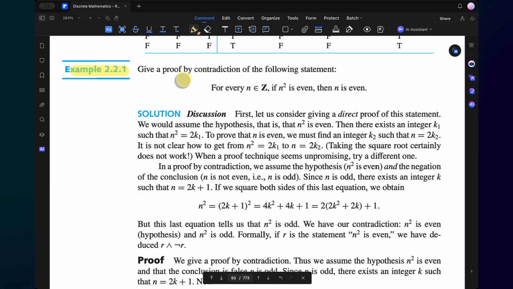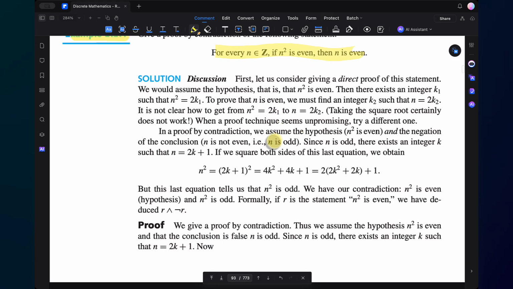Okay, give a proof by contradiction of the following statement. For n an element of the integers, if n squared is even, then n is even. So if we wanted to prove this by contradiction, we would assume that the conclusion is false, that is, let's assume that n is odd, and we're going to try to get a contradiction. So we're assuming n is odd, but we're also assuming n squared is even. Those are our two assumptions.